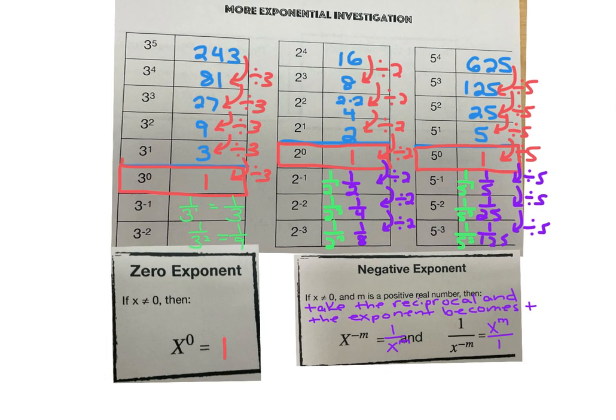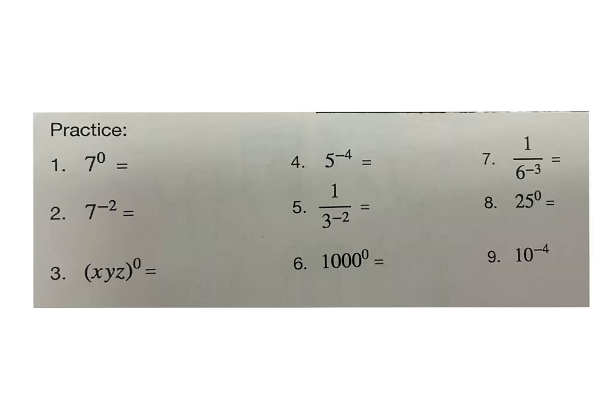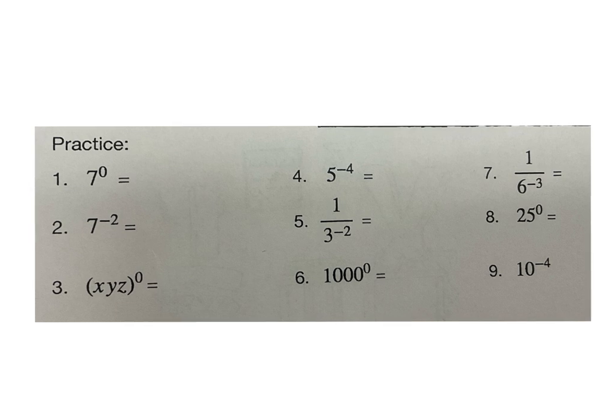All right, go ahead and pause the video and let's try those practice problems at the bottom. Let's see how we did. 7 to the power of 0 is 1 because anything to the power of 0 is 1. 7 to the negative second power: if I have a negative exponent, I'm going to take the reciprocal and make the exponent positive. So I get 1 over 7 to the second power. Number 3, I have the quantity x, y, z to the power of 0. Remember, it doesn't matter what we raise to the power of 0. We always get 1. 5 to the negative fourth power. The reciprocal would be 1 over 5 to the fourth. The exponent then becomes positive.